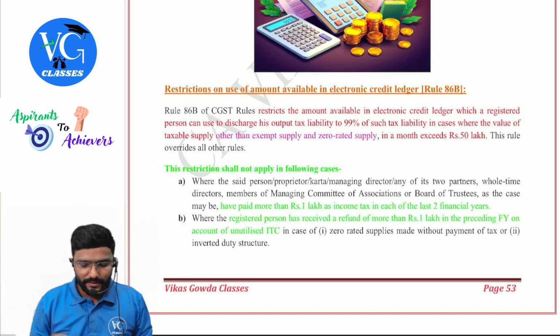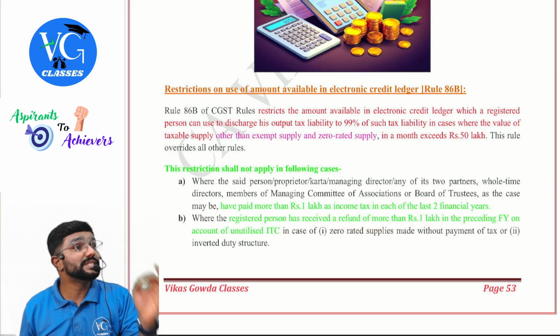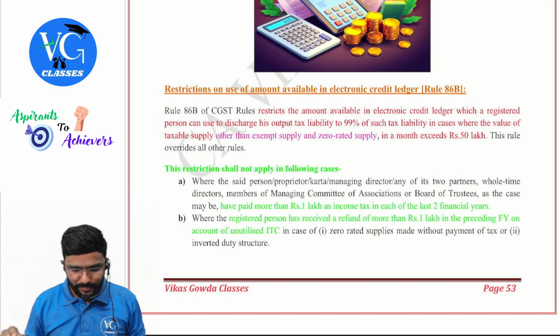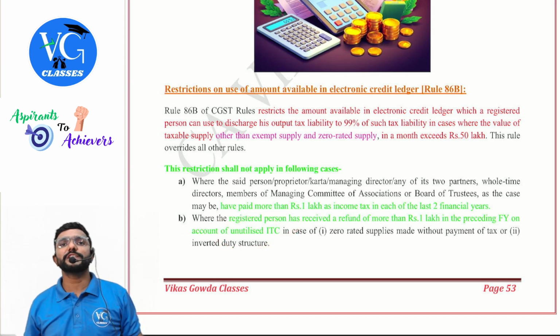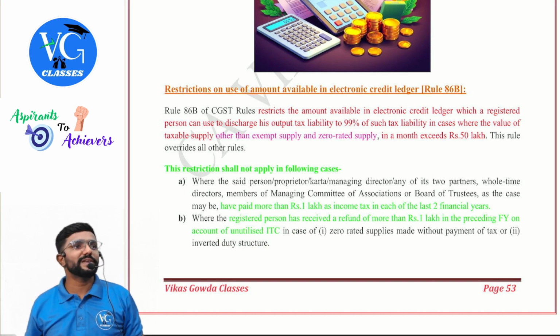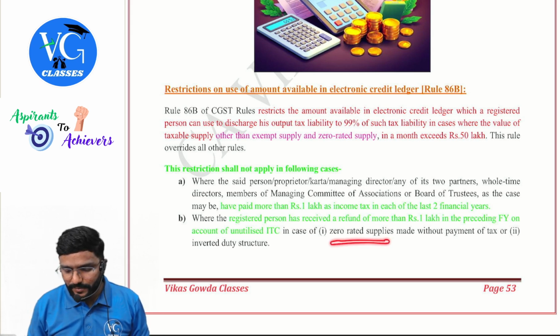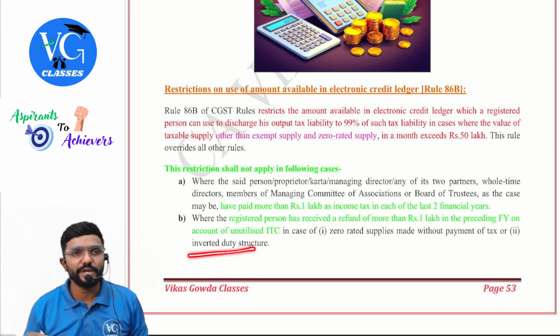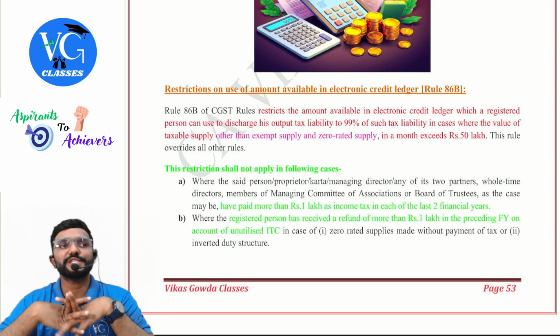Okay, next. Where the registered person has received a refund of more than 1 lakh, which refund? GST refund in the preceding financial year of unutilized ITC. Sir, I had unutilized input tax credit of more than 1 lakh. I have claimed it last year, in case of zero rated supplies without payment of tax or inverted duty structure. Guys, only in 2 cases they will give the refund of unutilized ITC.